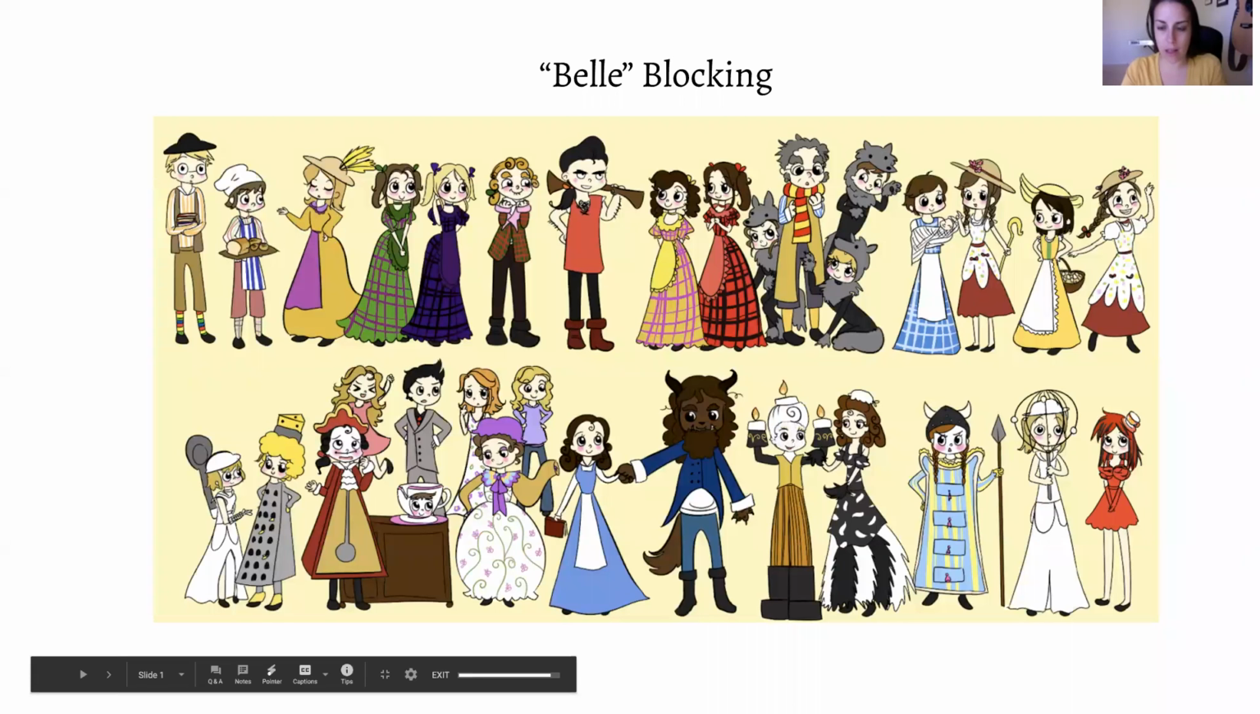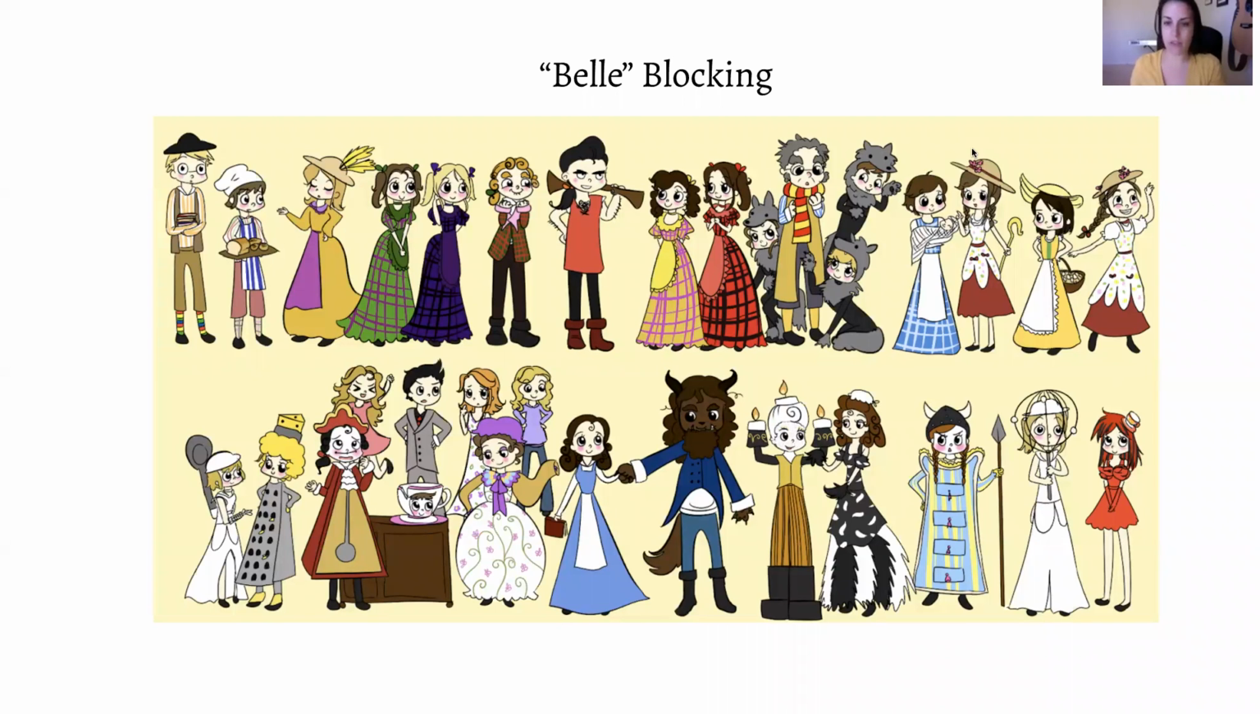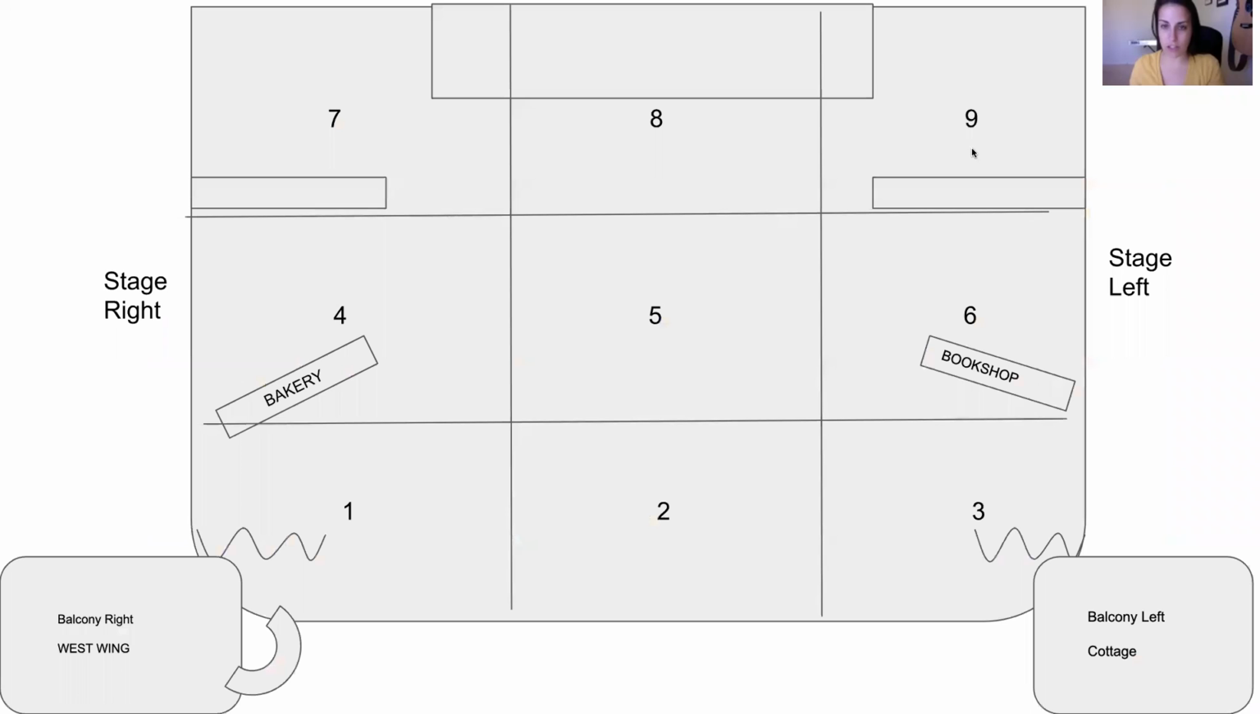Okay, so Tuesday stars, it's loading. We're going to have our Belle blocking. We're going to follow along, so make sure that you have this diagram somewhere. If you just want to screenshot and print it out, you can do that, or you can draw it.